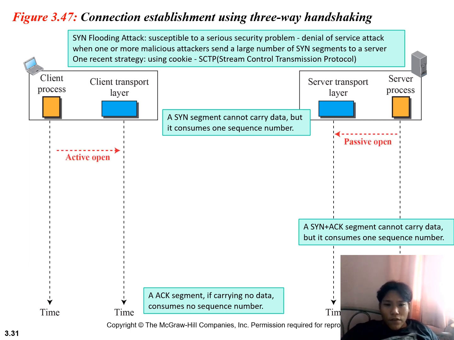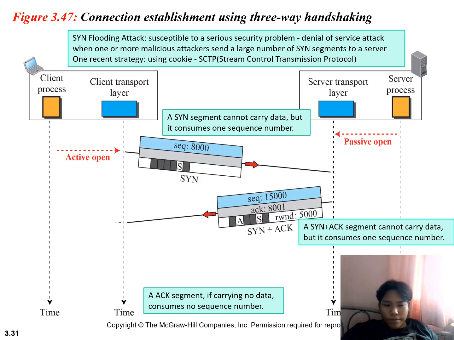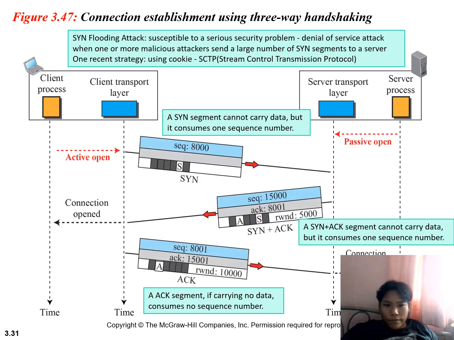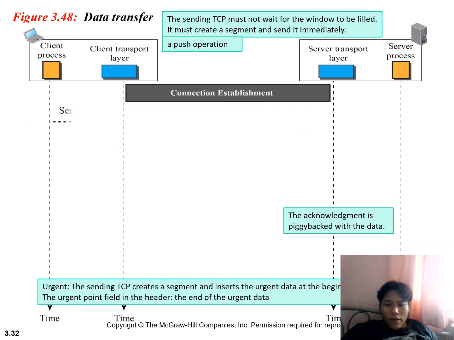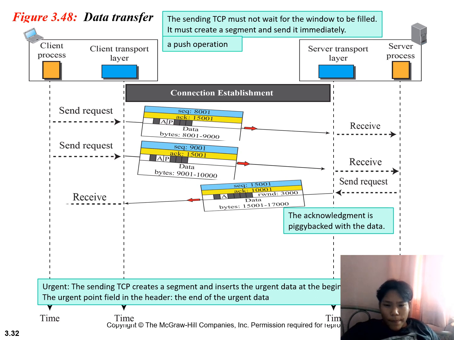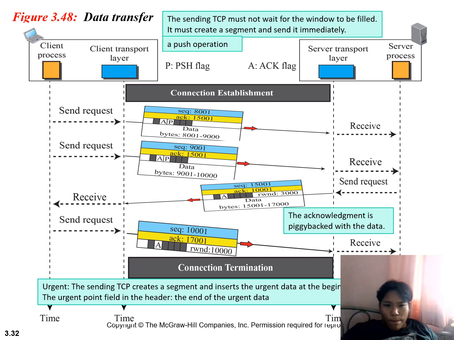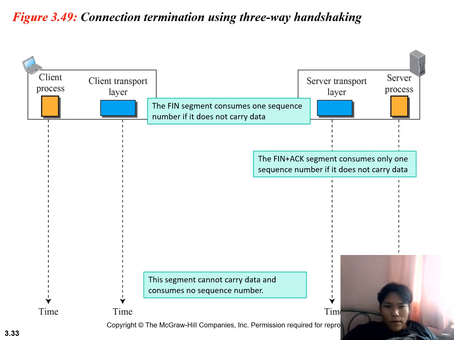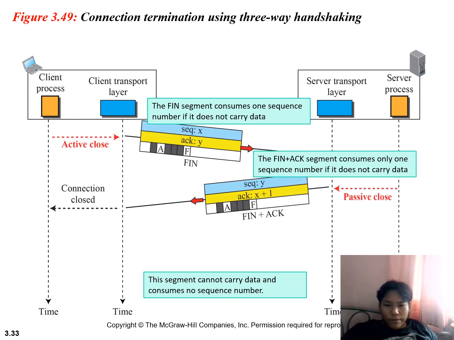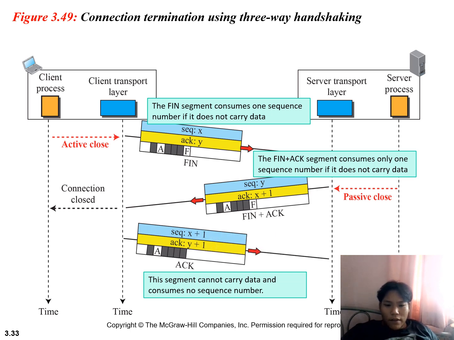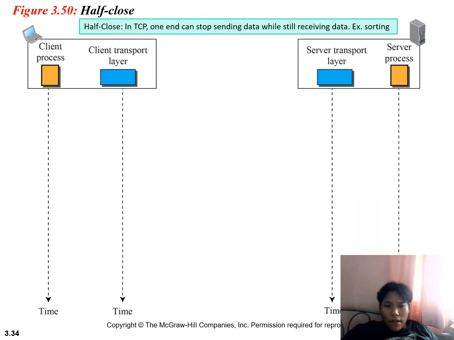So it is connection establishment using three-way handshaking. Data transfer. So it is three-way handshaking too. This segment cannot carry data and consumes no sequence number. Half close.